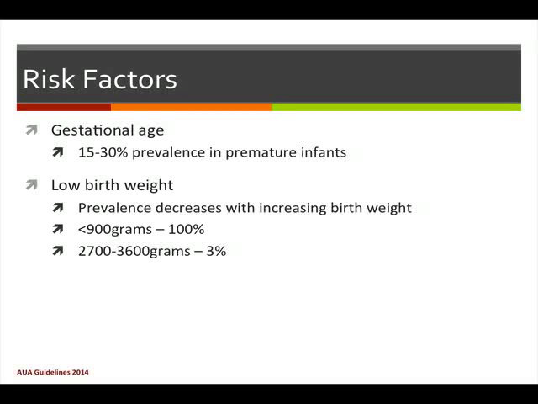In terms of the gestational age, there's actually a 15 to 30% prevalence of cryptorchid testes amongst premature infants. The other association is with low birth weight, so the prevalence actually decreases when you have increasing birth weight. For very small babies, less than 900 grams, there's almost 100% concordance with cryptorchid testes. That's probably just because they're in that phase at gestational age where the testicle is still descending.